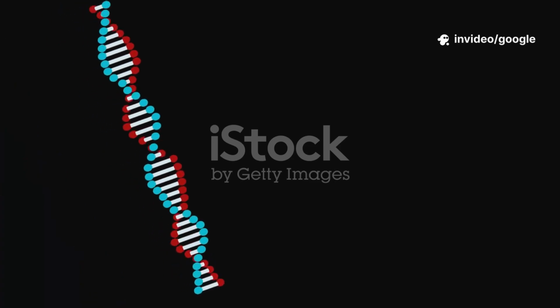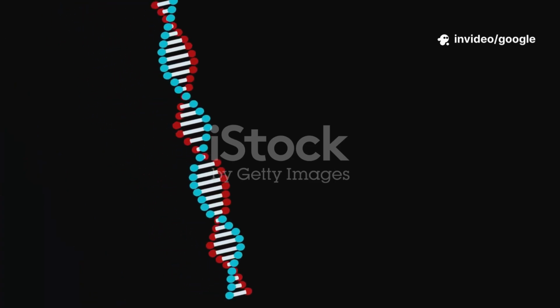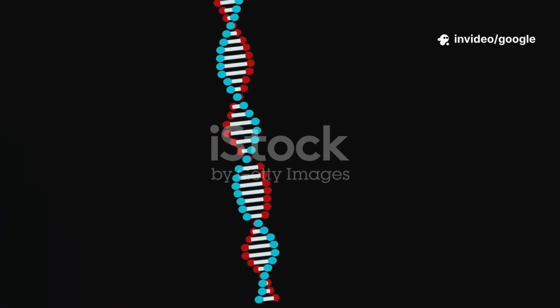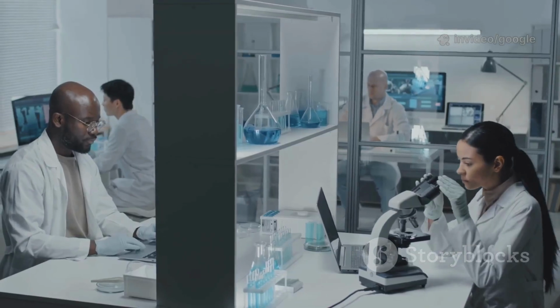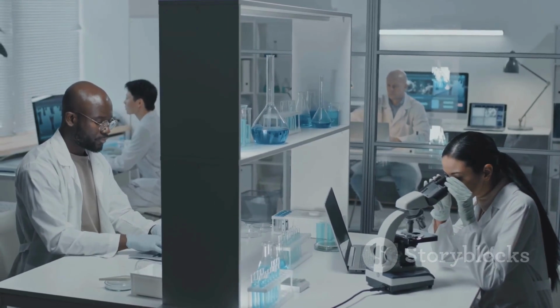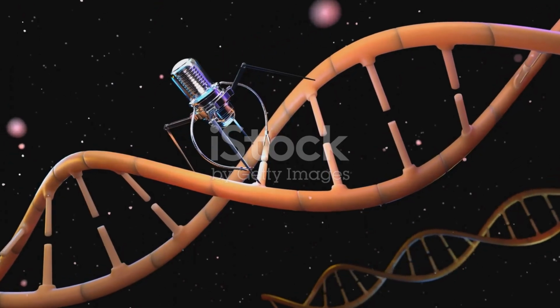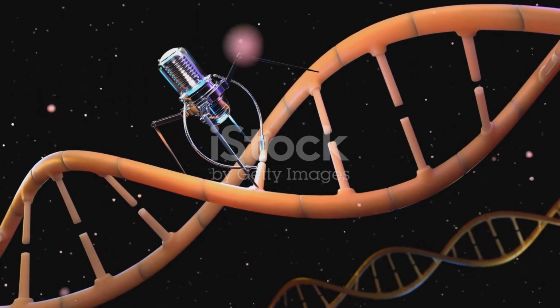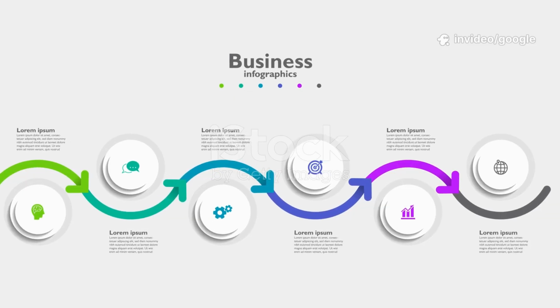Constructing the CRISPR-Cas9 complex, also known as a ribonucleoprotein (RNP) complex, is a fundamental step in CRISPR-Cas9 gene editing. This complex is what enables precise targeting and cutting of DNA. Here's a breakdown of the key steps involved.